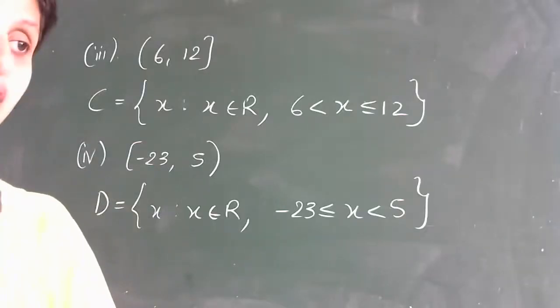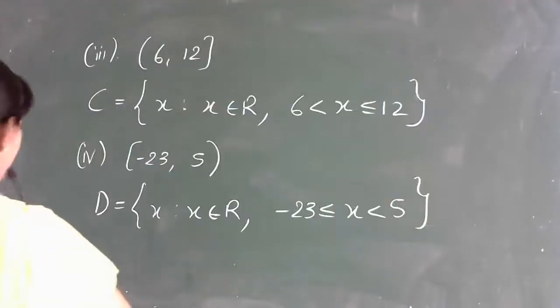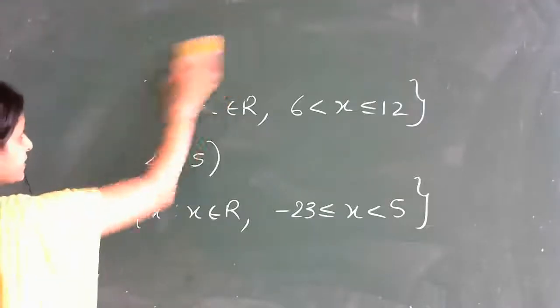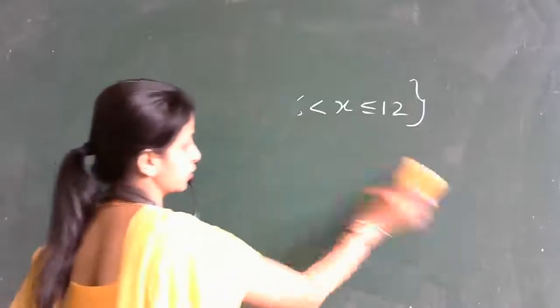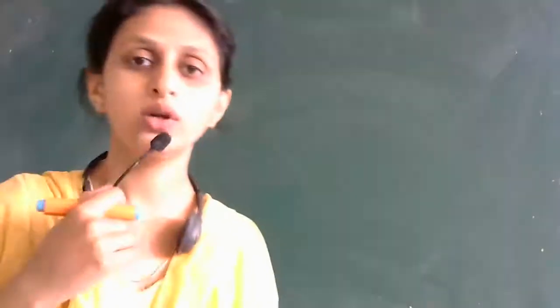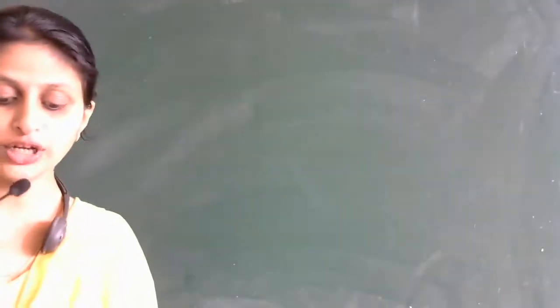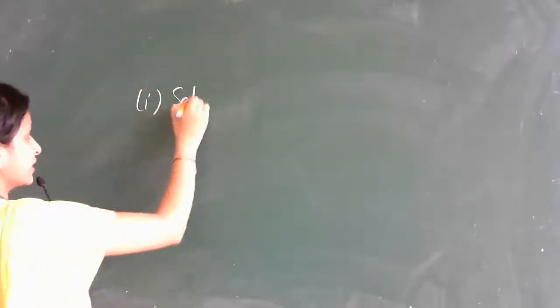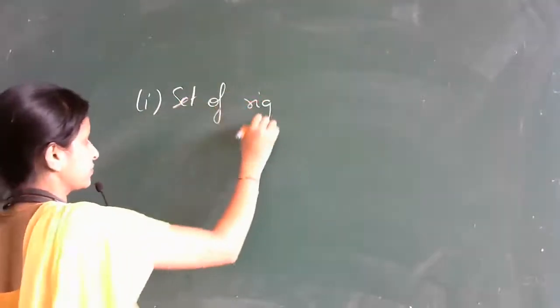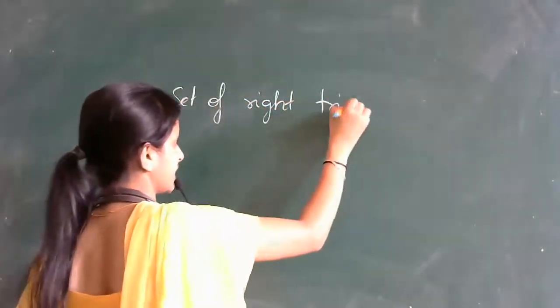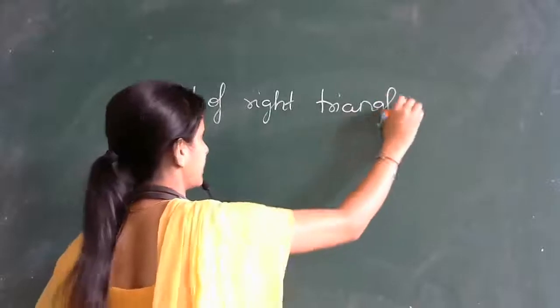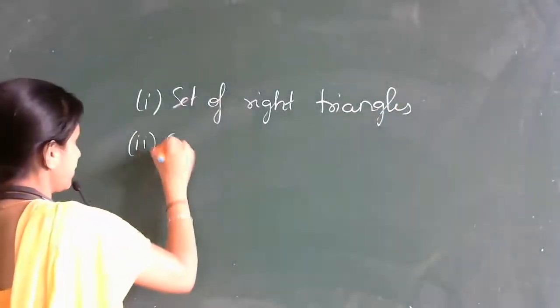Now, 8th question, it is about universal sets. So let us see whether you have understood universal sets or not. What they have asked us is, what universal set would you propose for each of the following? First, they have given us the set of right triangles. And second one, they have given us the set of isosceles triangles.